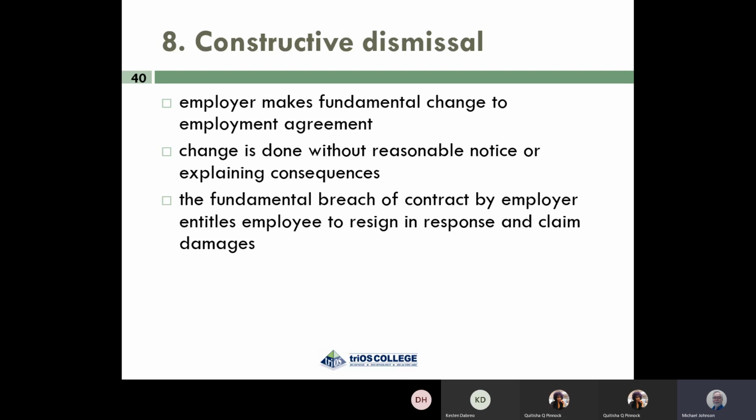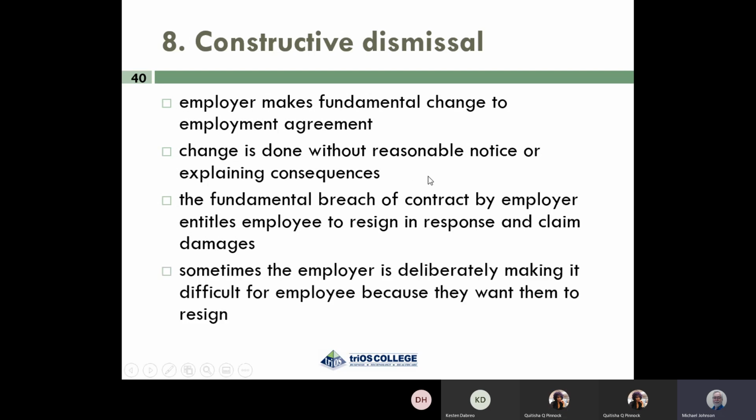Remember, the contract is not completed. So if it is going to be withdrawn, then some compensation needs to be paid if the employee decides not to continue with the company. It does happen. Maybe the company is moving or there's another reason. Sometimes the employer is deliberately making it difficult for the employee because they want them to leave. They want them to resign. This is also true. They don't want the employee. They want to remove them from the company.